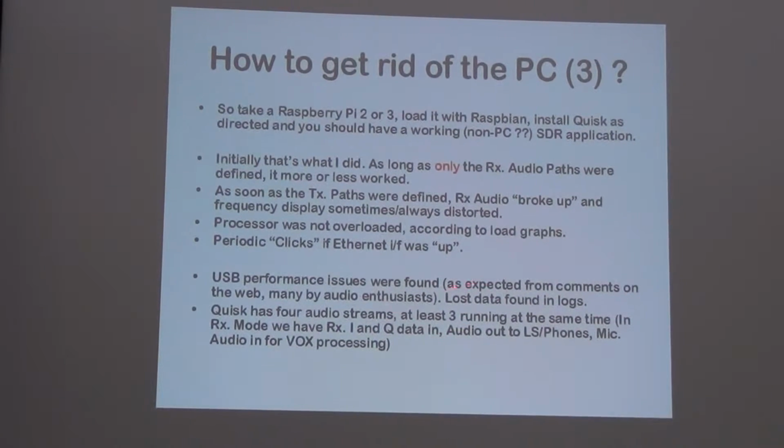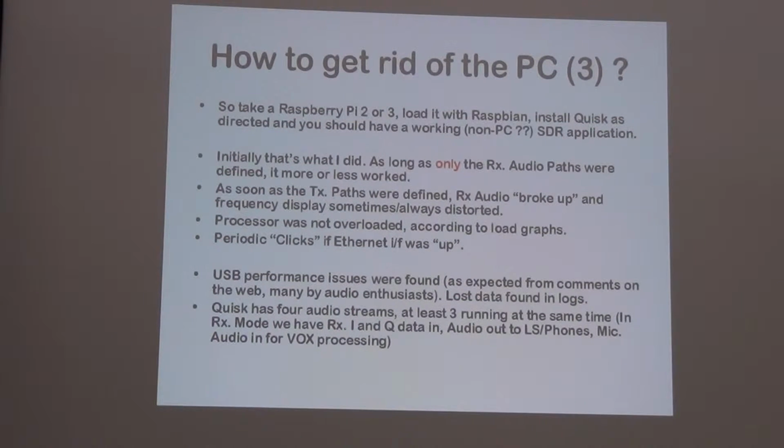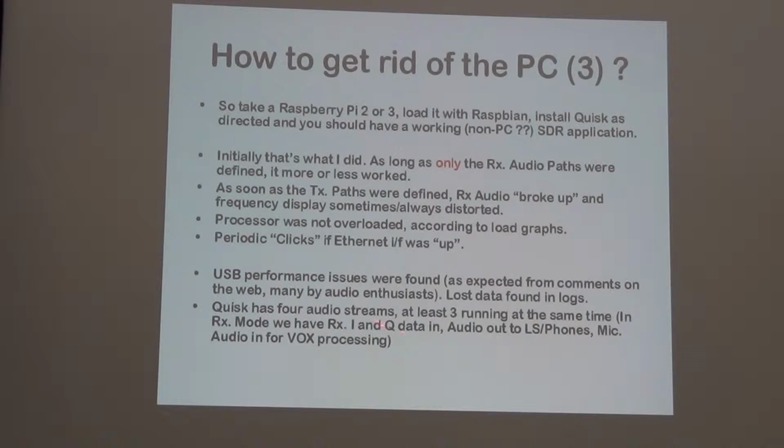And this has been well reported by many audio enthusiasts who of course have taken Raspberry Pis and tried to build mixers and this, that and the other with them. And QUISC has 4 audio streams, at least 3 of them running at once, because QUISC has Vox control. So whilst you're receiving, it's also looking at your microphone input to determine if it should go into transmit mode. So just adding the one audio stream was enough to break the Raspberry Pi USB subsystem.